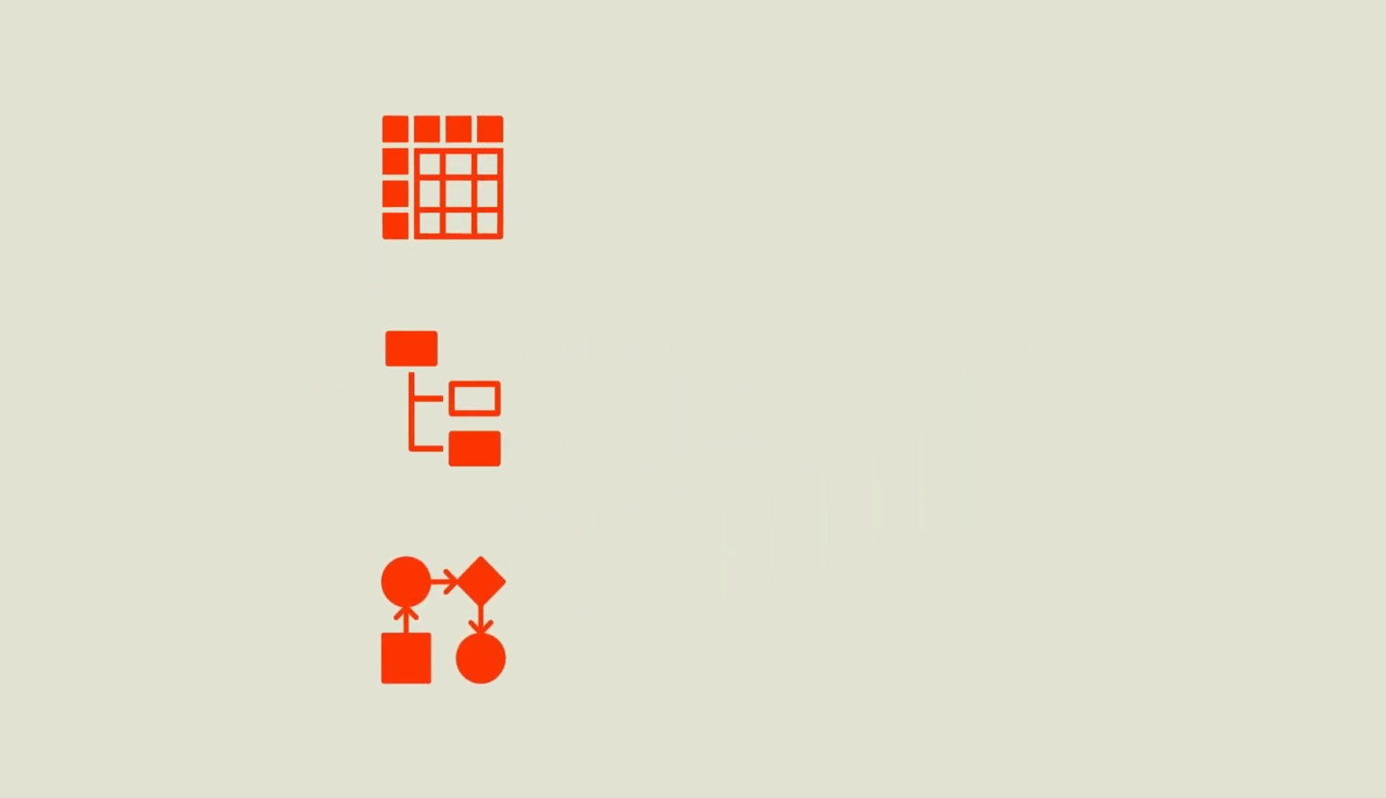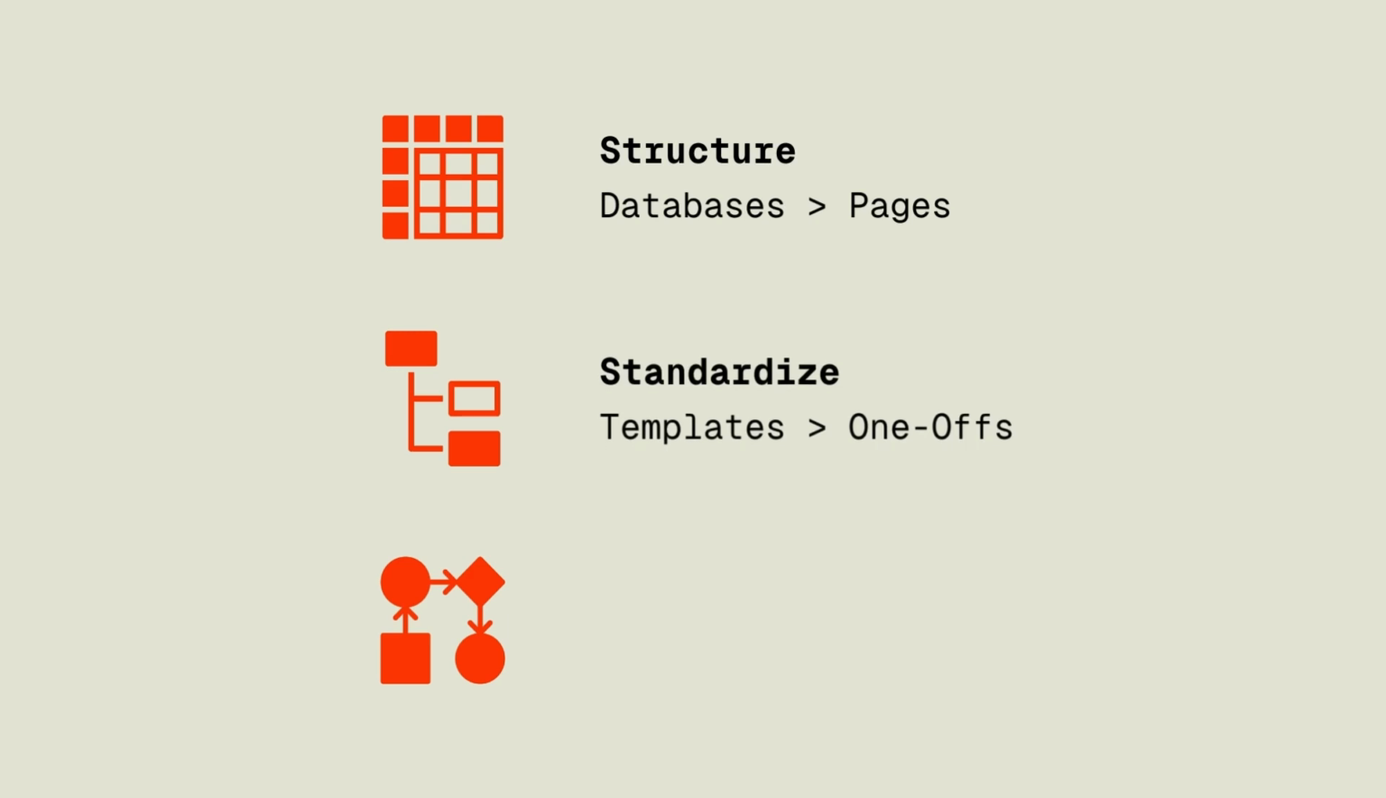So structure is the inverse of freeform. Spreadsheets and databases are far more usable than open-ended pages. And when you standardize, you create frameworks and templates to avoid starting from scratch for any content you create or procedure you follow recurringly. And to automate is to let computers handle any actions you can define with logic. If this happens, then do that.